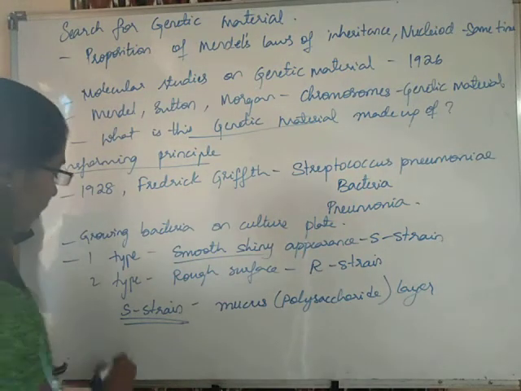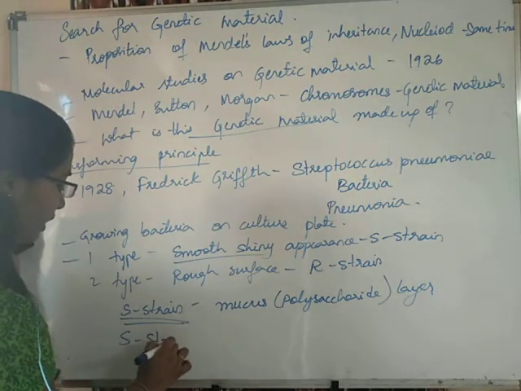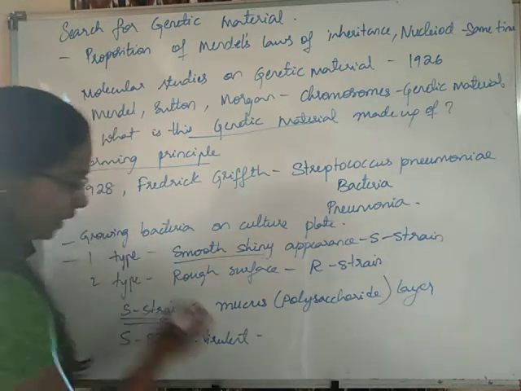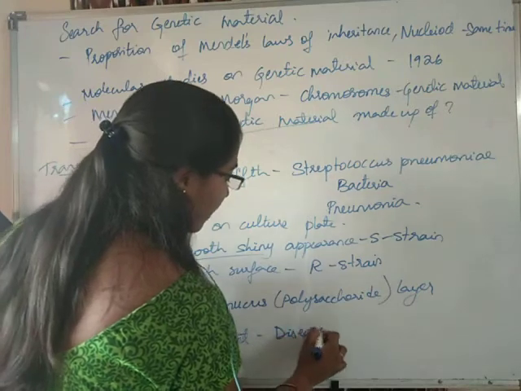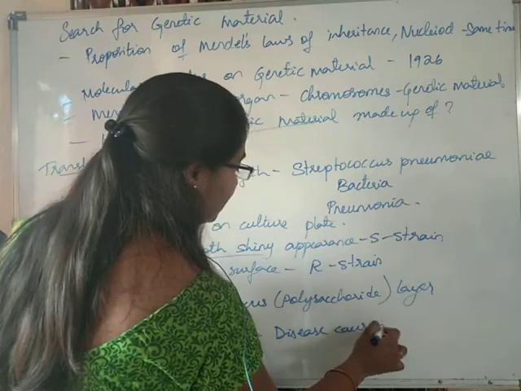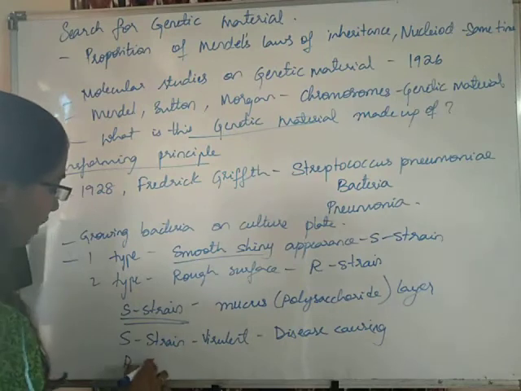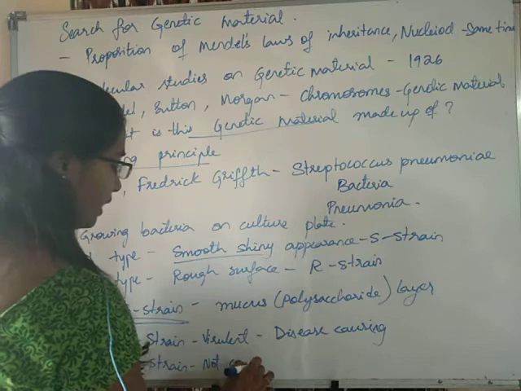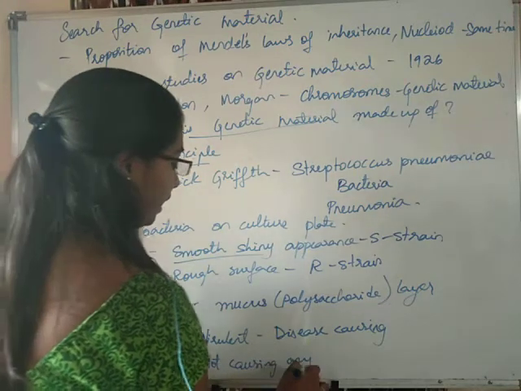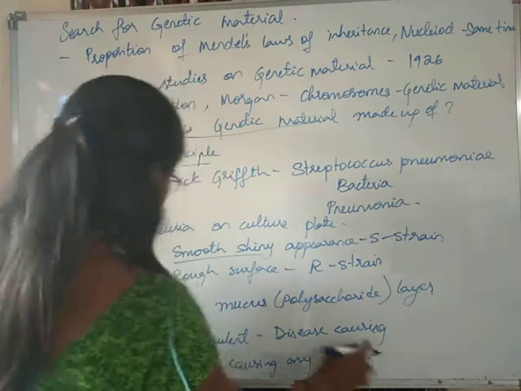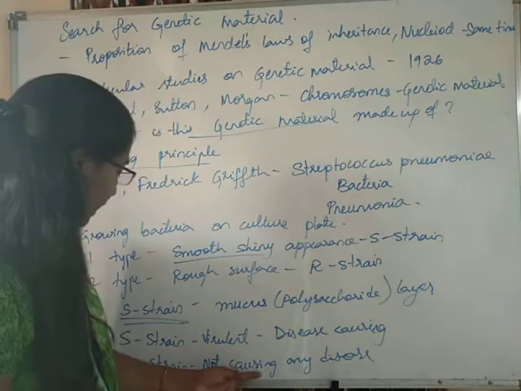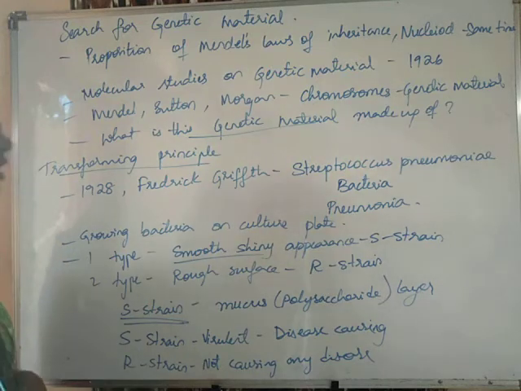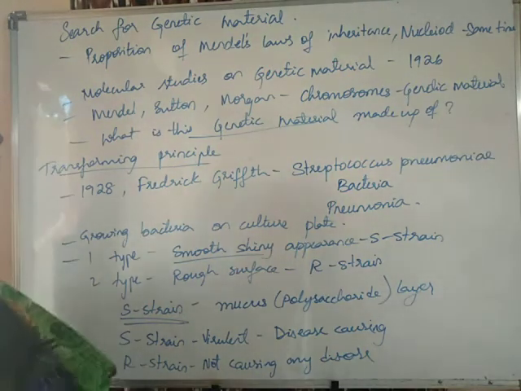He also observed that S strain is virulent. Virulent means it is disease causing. R strain is not causing any disease, only S strain is causing disease. So, let us learn in detail what he did exactly to find out what the genetic material is.